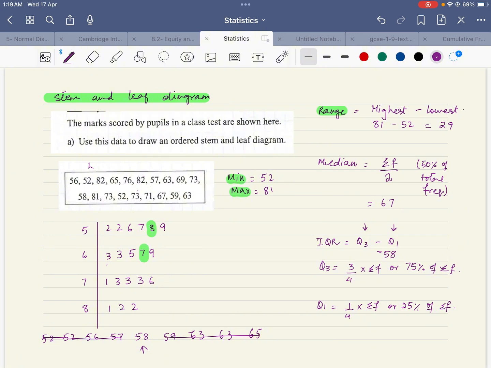What is Q3? Q3 is the middle of the data after the median, right? So 4 values cut from here and 4 values cut from here. Answer is 73. So our Q3 is 73. 73 minus 58 will be 15. This is the interquartile range that we are looking for. This is how we find out the interquartile range from the stem and leaf diagram.